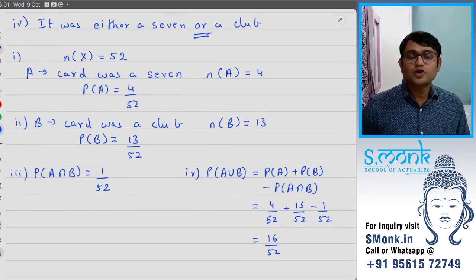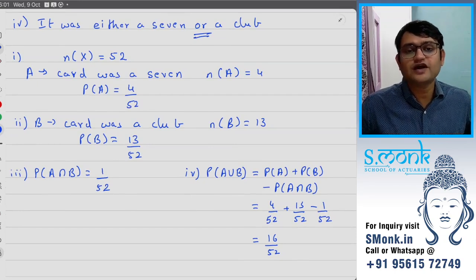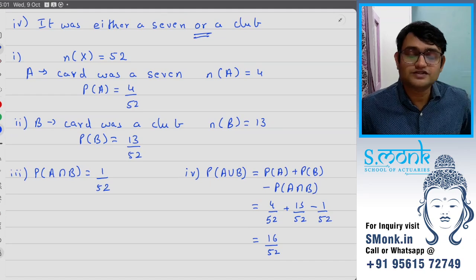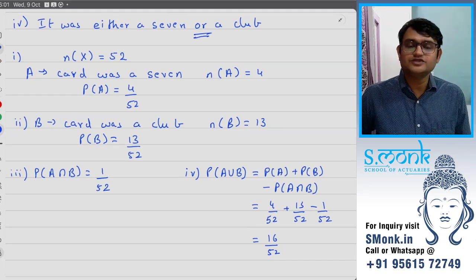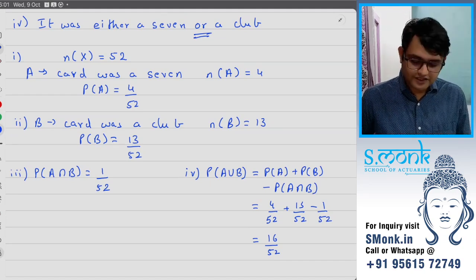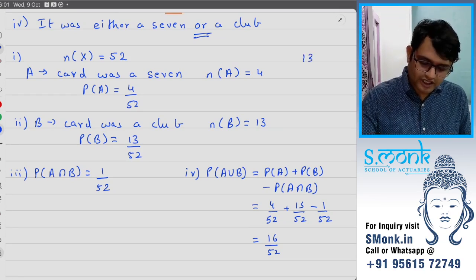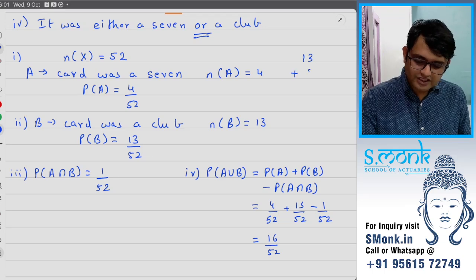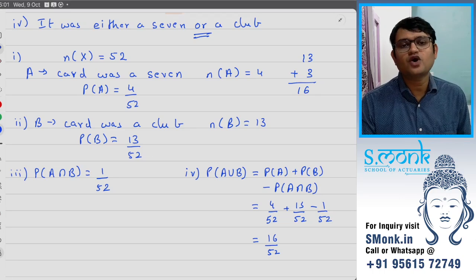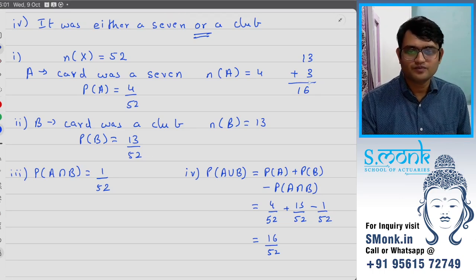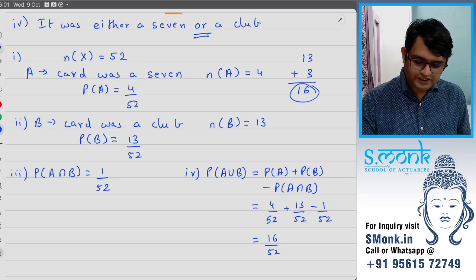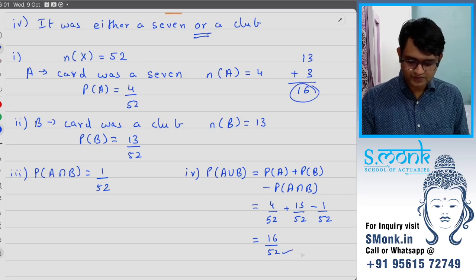Right? Because there are 16 such cards. We have 13 clubs and we have 4 sevens, but one of them is common. So in those 13 clubs, I'll have an additional 3 sevens. I have in total 16 cards that could be a 7 or a club. So that is why 16 by 52.